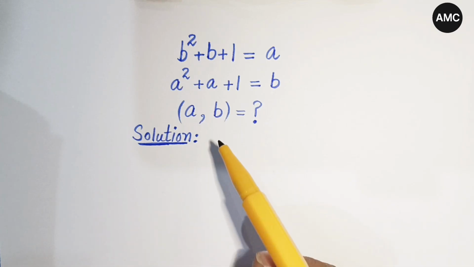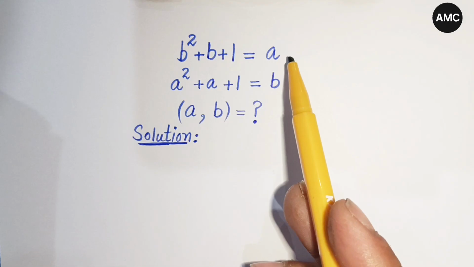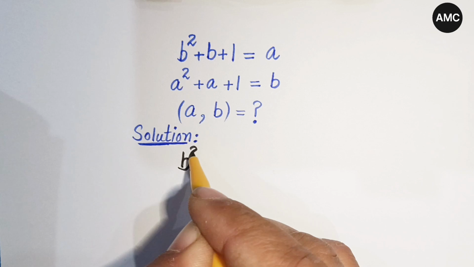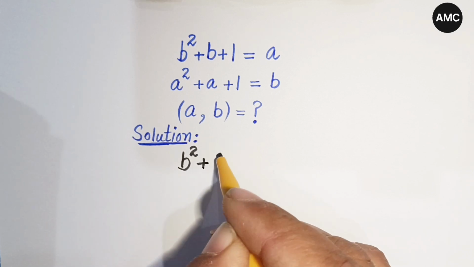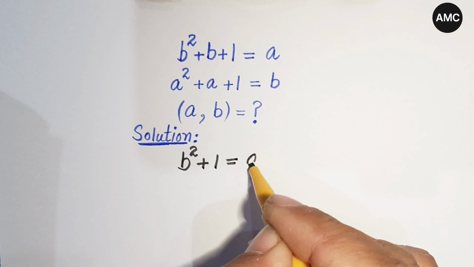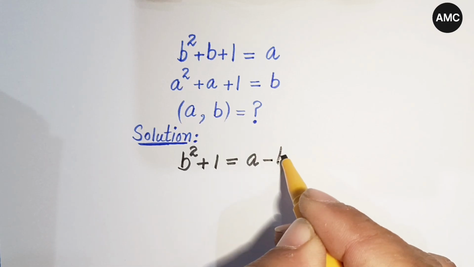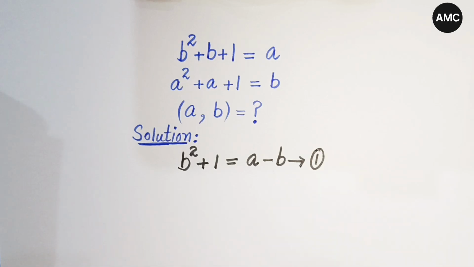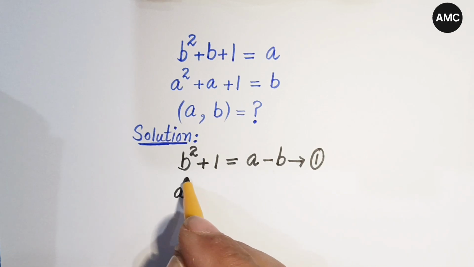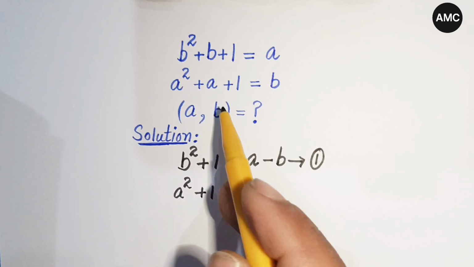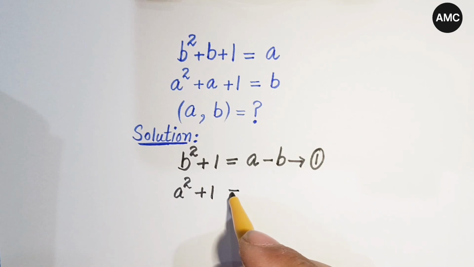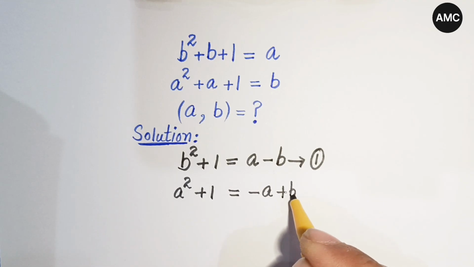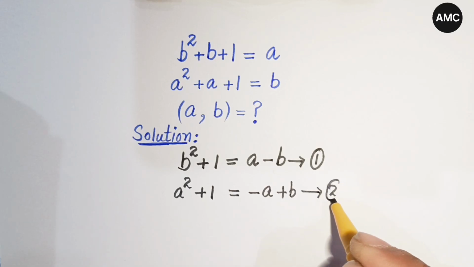First of all, we are going to shift this plus b to our right hand side in the first equation, so we can write b squared plus 1 is equal to a, and shifting this plus b we get minus b. Let's say it is our equation 1. Now here we write a squared plus 1, and shifting this plus a to our right hand side, it will be minus a plus b. So it is our second equation.